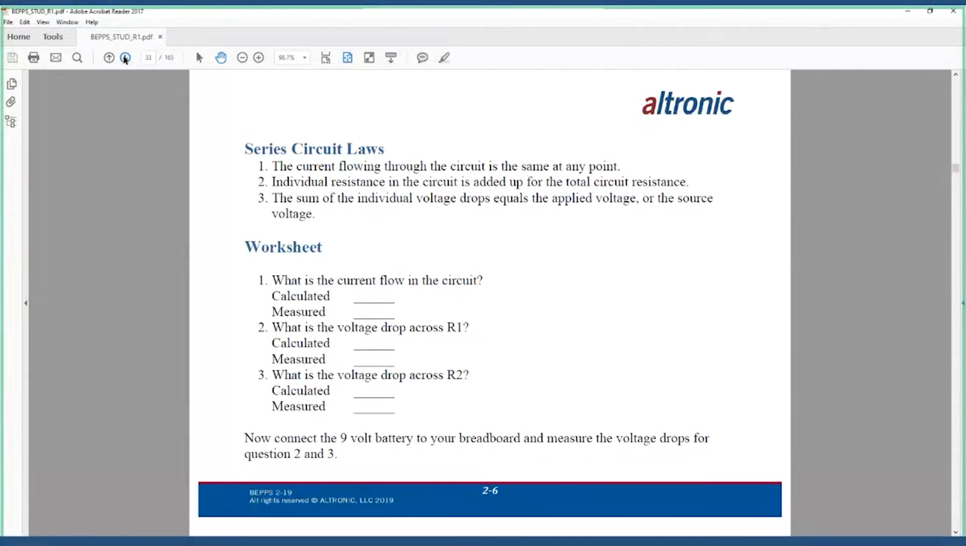So what is the voltage drop across resistance 2? It would be the exact same. So if we total our voltage drops, we're going to see that we add right back up to 9 volts. Any questions so far? Series circuits are pretty simple. Okay.